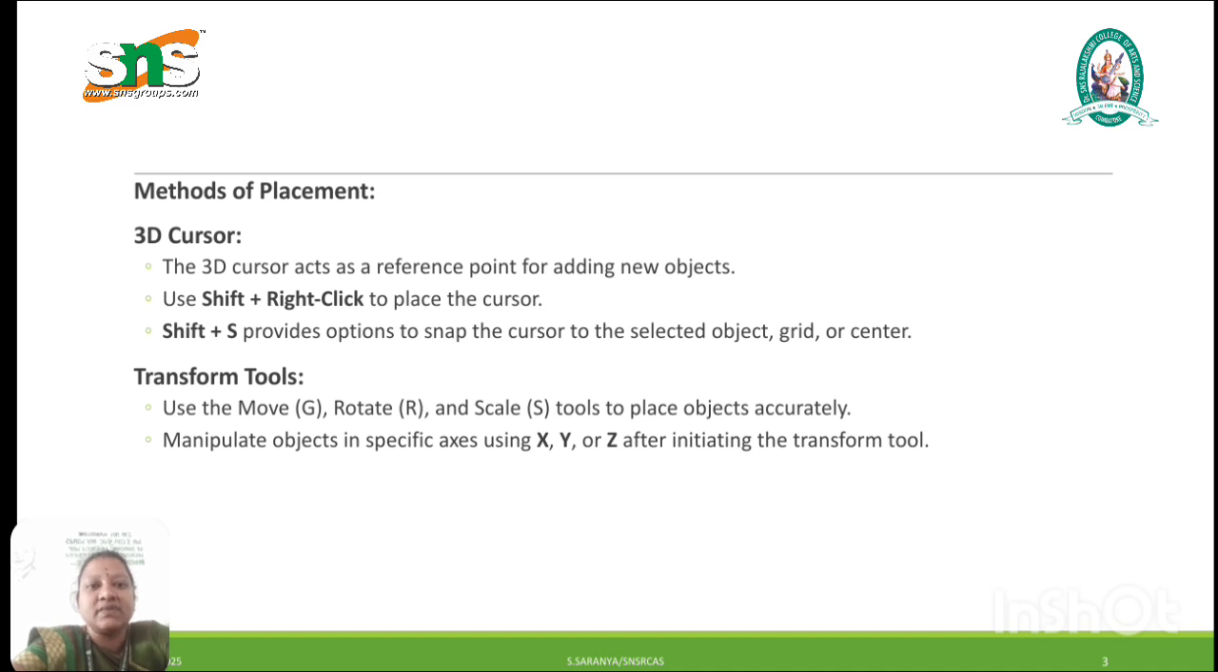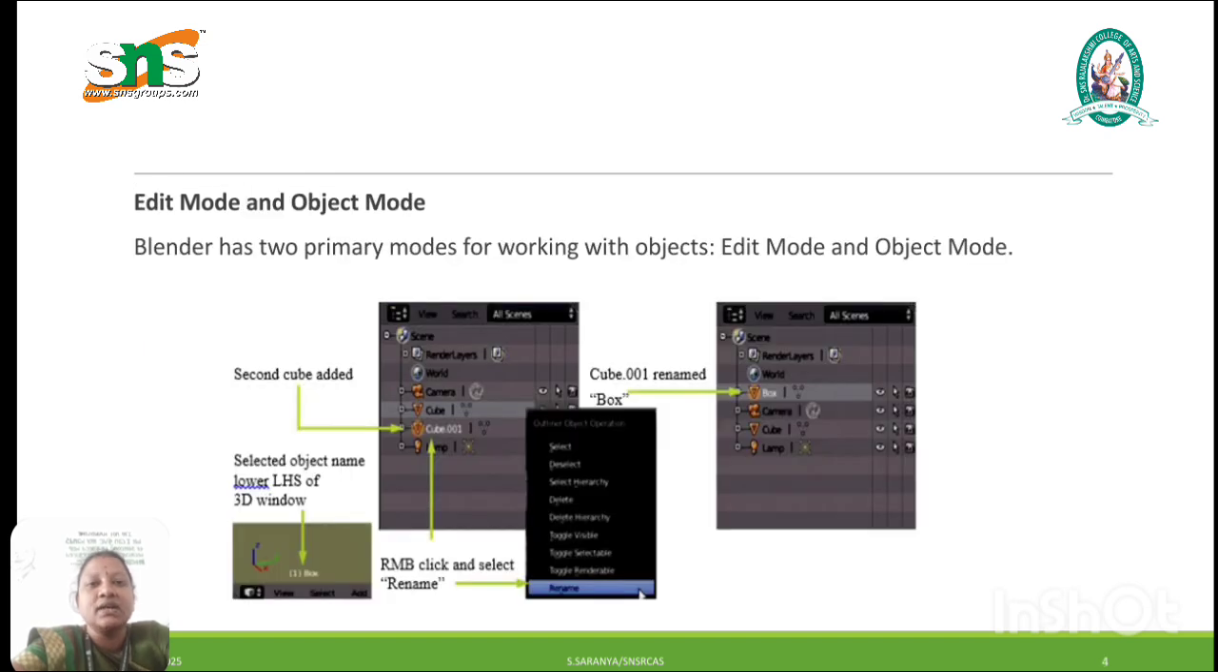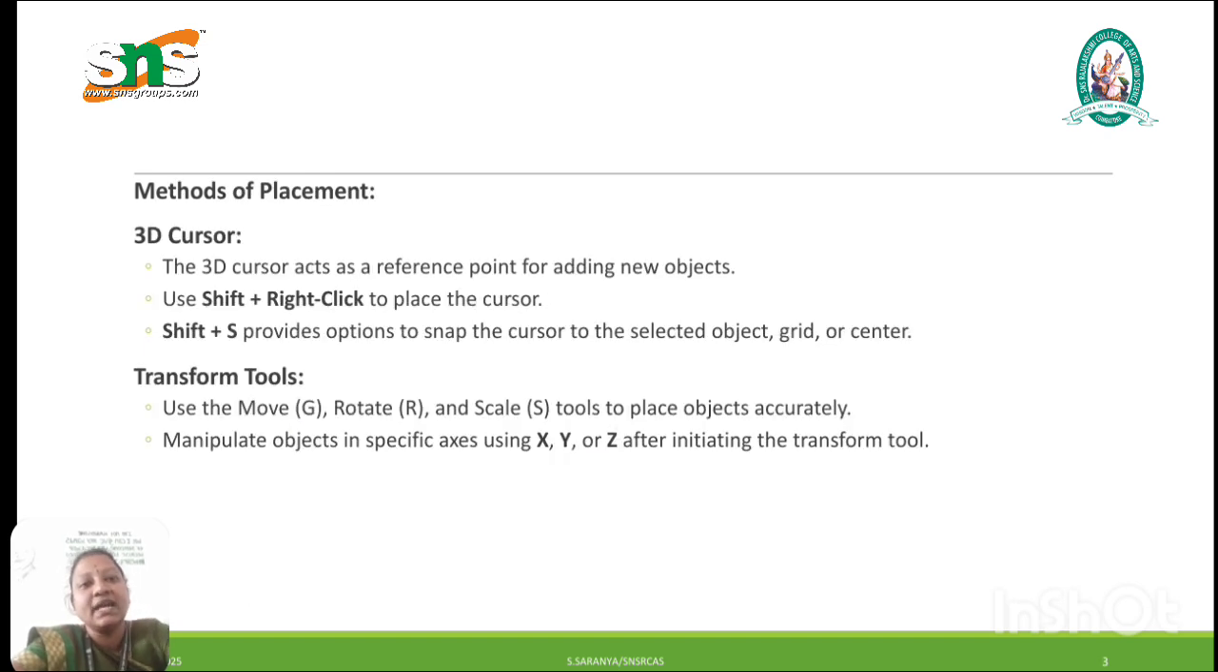The next is the transform tool. Transform is nothing but moving, rotating or scaling an object in a particular location. For moving, we use G. For rotating, we use R. For scale, we use S, for placing the object accurately.